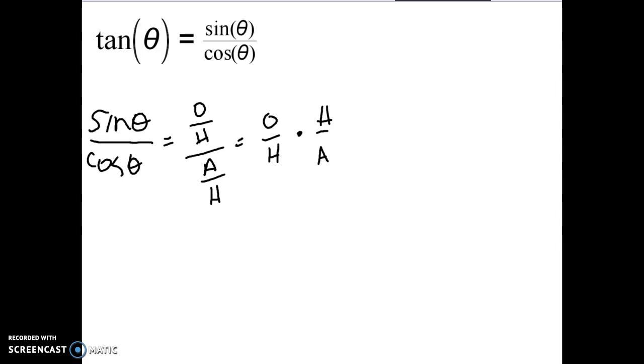And if I look at this multiplication problem I have here, I see that I can cross divide and get rid of the h's. And so then what I have left is opposite over adjacent, which is our ratio for tangent theta. So that's why it works out that tangent theta is equal to sine theta over cosine theta. That's going to be really important a little bit later in the video.